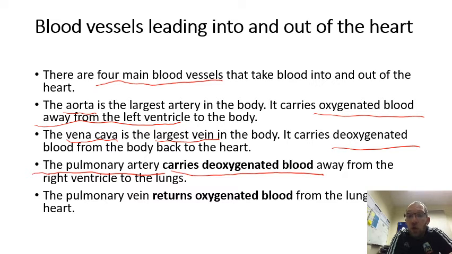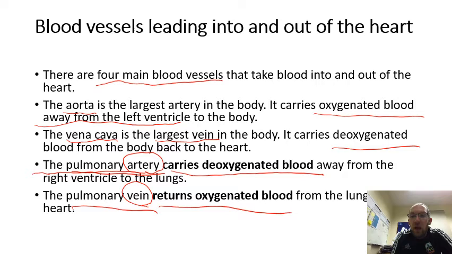Now, the two key bits of information here is this artery, the pulmonary artery, and the pulmonary vein. Now, all arteries carry oxygenated blood, so blood with oxygen. All veins carry deoxygenated blood, except for these two. If you look, it is the other way round. Pulmonary vein, oxygenated blood. Pulmonary artery, deoxygenated blood.